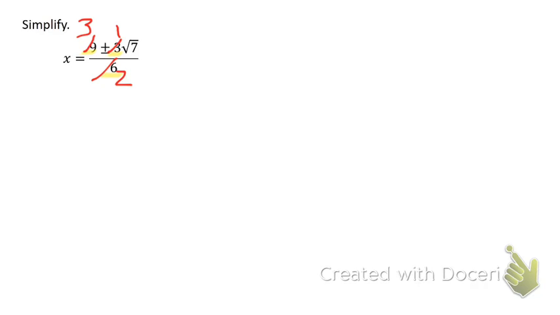So now when I write my final answer for that, it would be x equals 3 plus or minus 1 root 7, but that's like saying 1 times root 7. You wouldn't write the 1, all over 2.